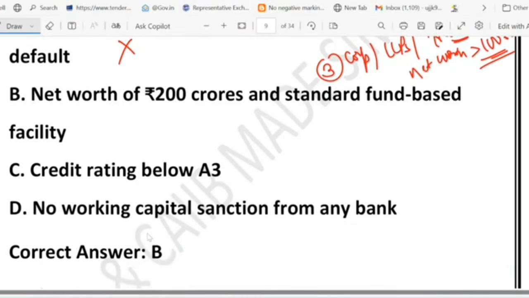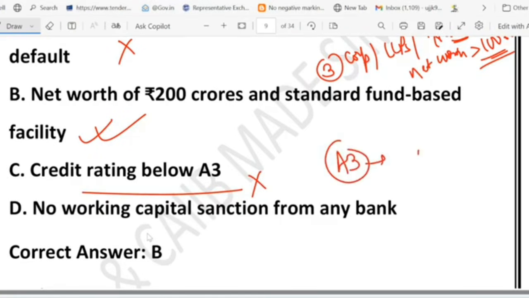What about option B? Net worth of 200 crore and standard fund-based facility. It is perfect because ABC Limited has 200 crore net worth, a standard bank facility, and a credit rating of A3. So all eligibility boxes are ticked. Credit rating below A3, they are ineligible because A3 is the minimum accepted criteria. Anything below A3, like B or C, means high risk.